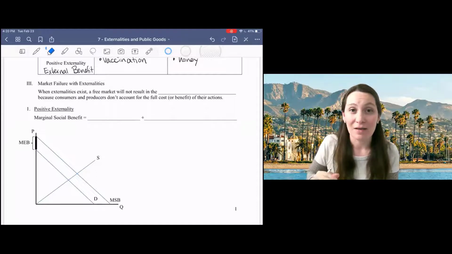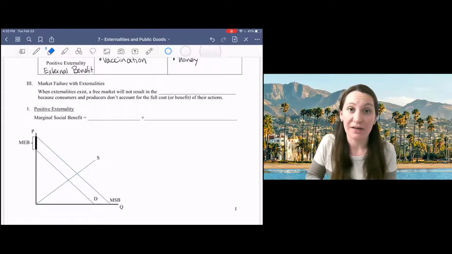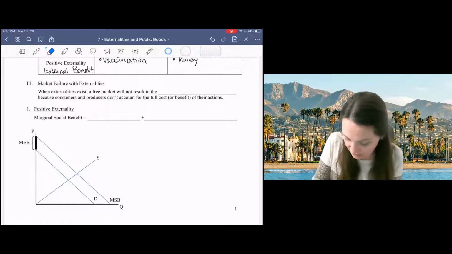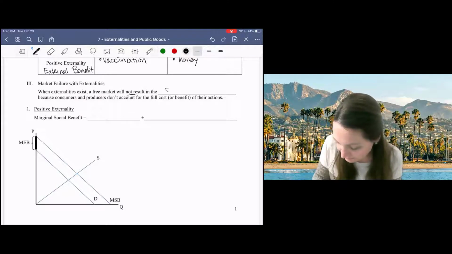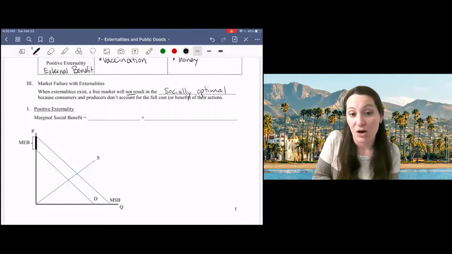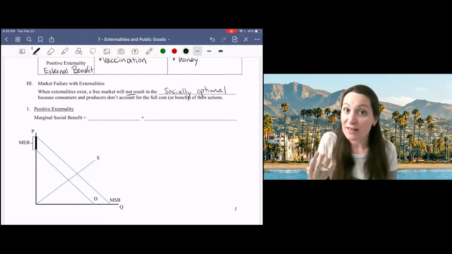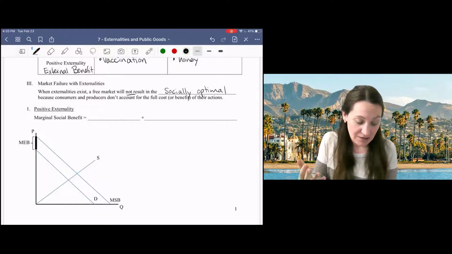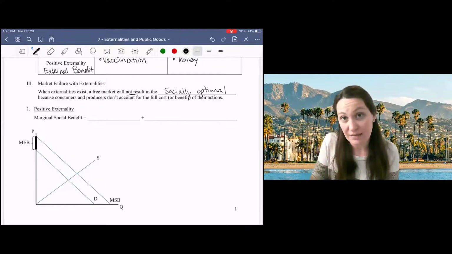Now we'll examine in particular how a positive externality, or an external benefit, impacts welfare within a market. Recall that when externalities exist, markets do not result in the socially optimal or efficient outcome because consumers and producers fail to take into account the full cost or benefit of their actions. So when it's an external benefit, that means that we're not taking into account the full benefit of our actions. In other words, the market will underestimate the true benefit of this product.